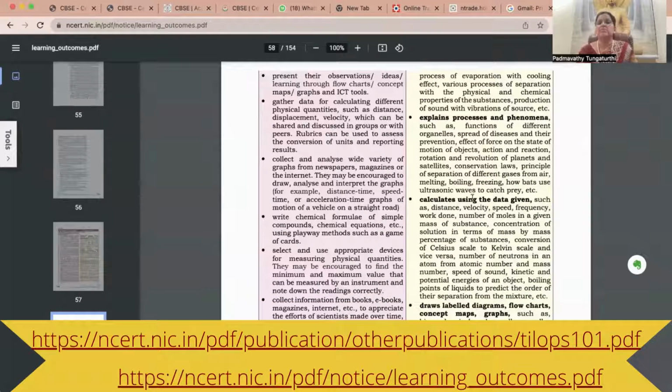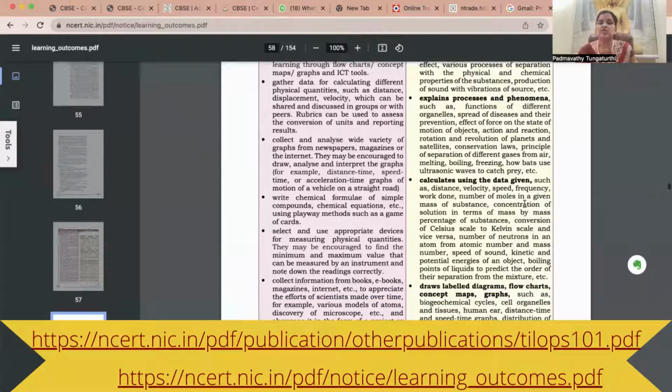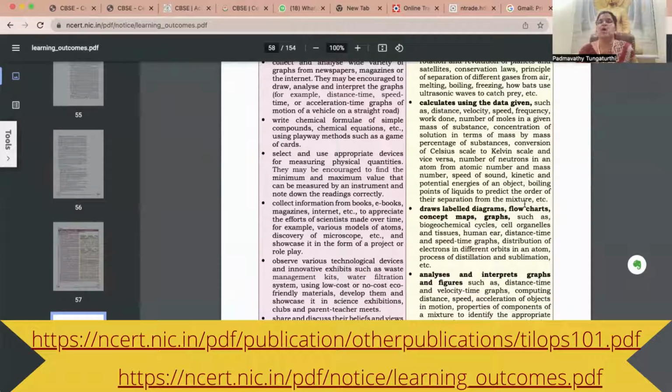Check any of the statements here. Calculate is a verb, using the data given. The data is given specifically for the children, and the data is calculated. You take up any of the things. Draw is a verb. What should they draw? A labelled diagram of what? How are they going to draw? They're going to make either a flow chart or a concept map or a graph. You can go to any of these.